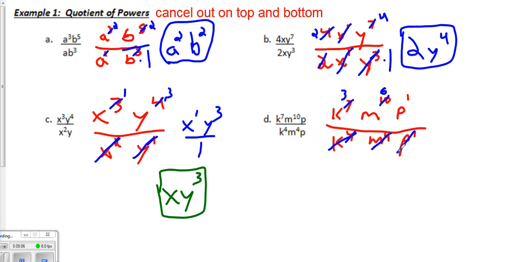Take out 1p from on bottom, and that takes out every p from on top, so we no longer have p. P divided by p is just 1, so they both cancel out. So remember, we still have a times 1 on bottom, so it becomes k to the 3rd, m to the 6th, all over 1. But we really don't need that divided by 1. Anything divided by 1 is just itself. So this answer comes out to k to the 3rd, m to the 6th. So that would be dividing our powers. We're just canceling out on top and on bottom.